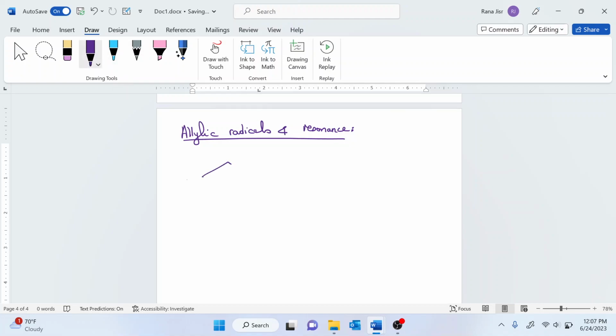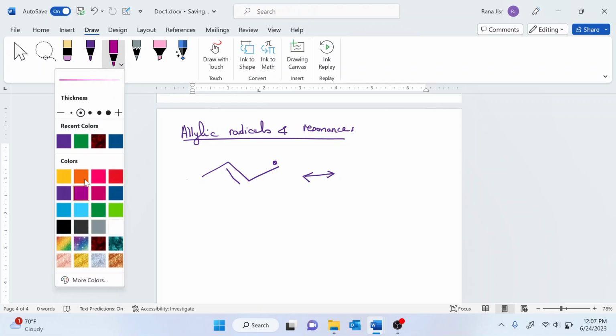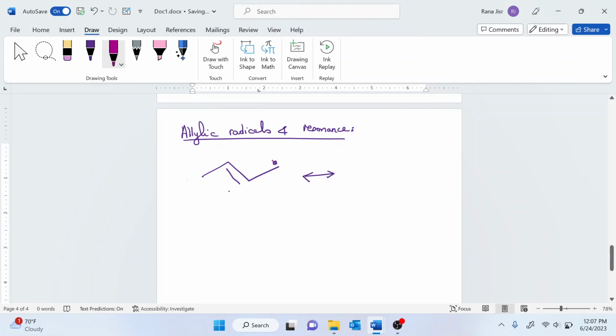We said that allylic radicals are very stable, and the reason why they are stable is because they can undergo resonance. So let's go ahead and draw the resonance structures for this allylic radical. Bonds are going to be broken by a homolytic cleavage. You always start your resonance from the available electron.